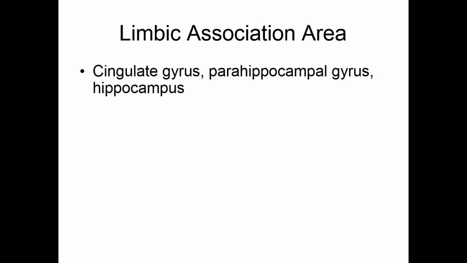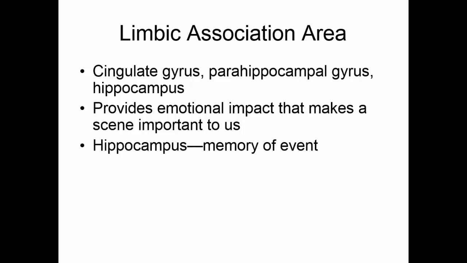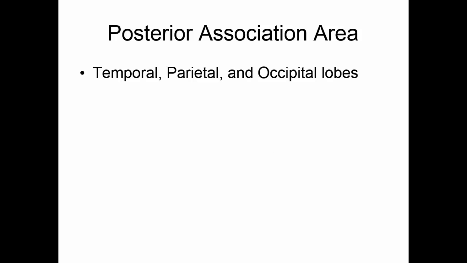The limbic association area contains the cingulate gyrus, the parahippocampal gyrus, and the hippocampus. This provides the emotional impact that makes a scene important to us. We may see a car accident on the side of the road, but unless we recognize the car, while it may be tragic, it doesn't impact us directly. The hippocampus helps store the memory of an event. The posterior association area is scattered through the temporal, parietal, and occipital lobes.